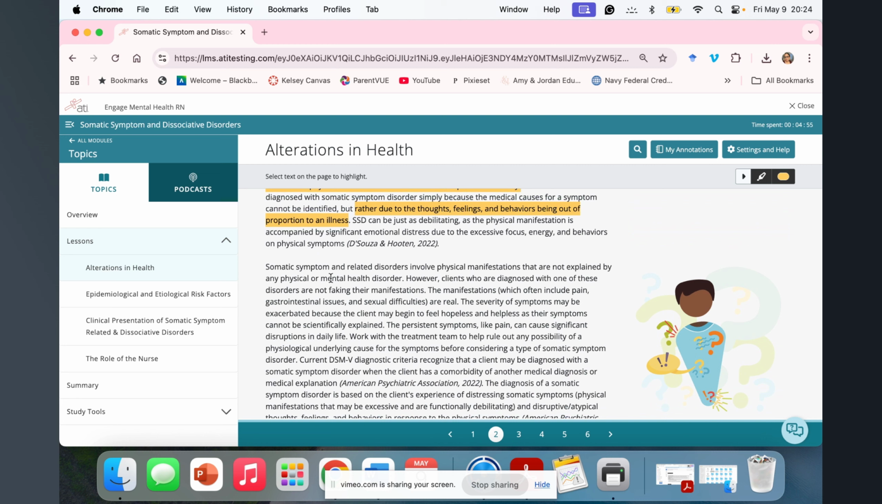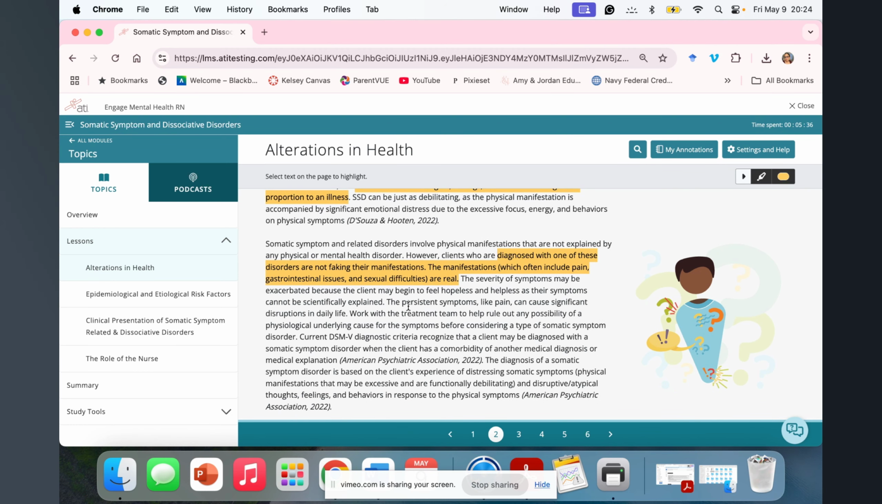So clients who are diagnosed with somatic symptom disorder are not faking their manifestations, okay? Their manifestations often include pain, gastrointestinal issues, and sexual difficulties. To them, this is real, okay? Just like your 5-year-old complaining of stomach pain before they go to school, they're not making it up. They really have the stomach pain, okay? But it is not based in anything physical, but based in another emotional component.